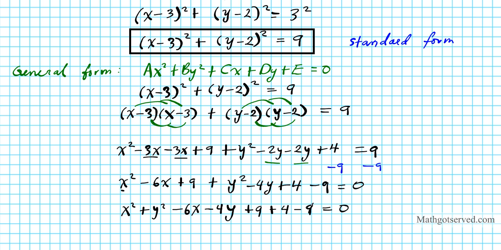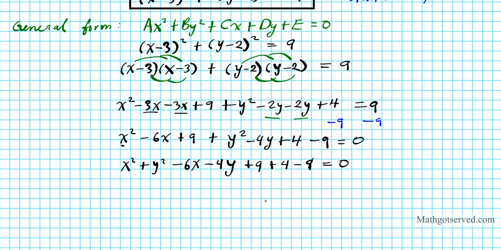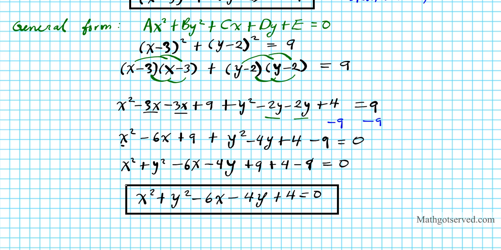Okay. Can I combine these constants? Absolutely. That's 13 minus 9, which is just 4. So we're going to have x squared plus y squared minus 6x minus 4y plus 4 equals 0. Guess what? This is your general form. Okay? So this is the general form.